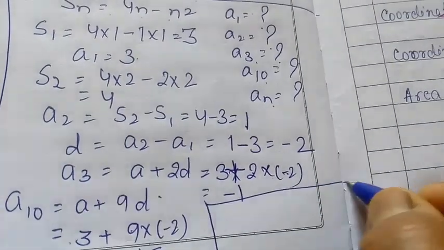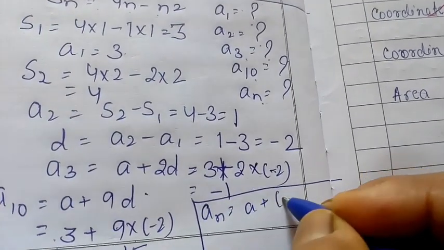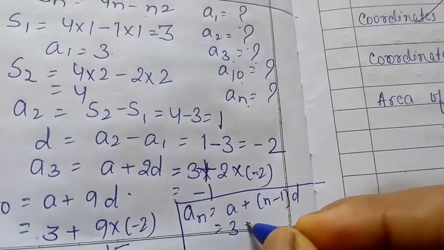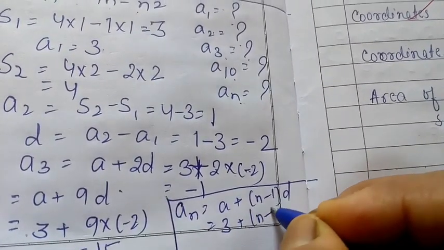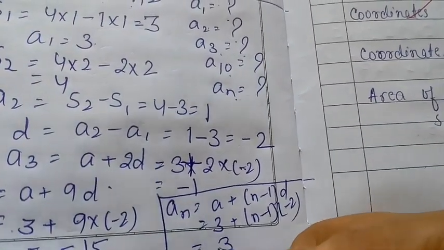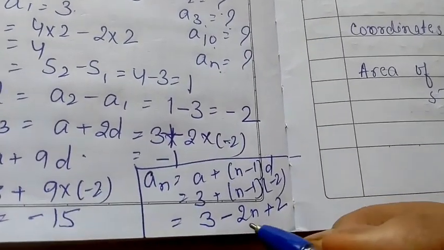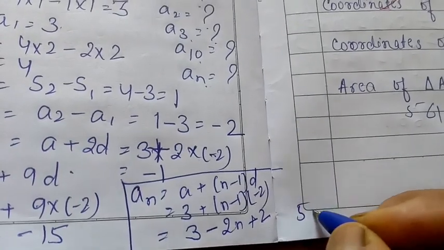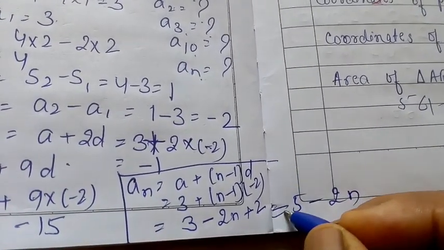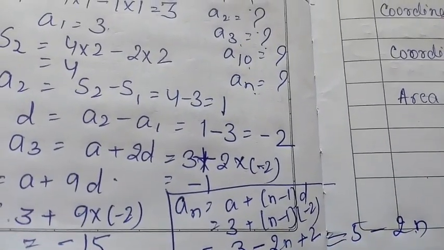And an, a plus (n minus 1) into d. a is 3, (n minus 1) into minus 2, 3 minus 2n plus 2. The answer equal to 5 minus 2n. The nth term is 5 minus 2n. This is question number 11.